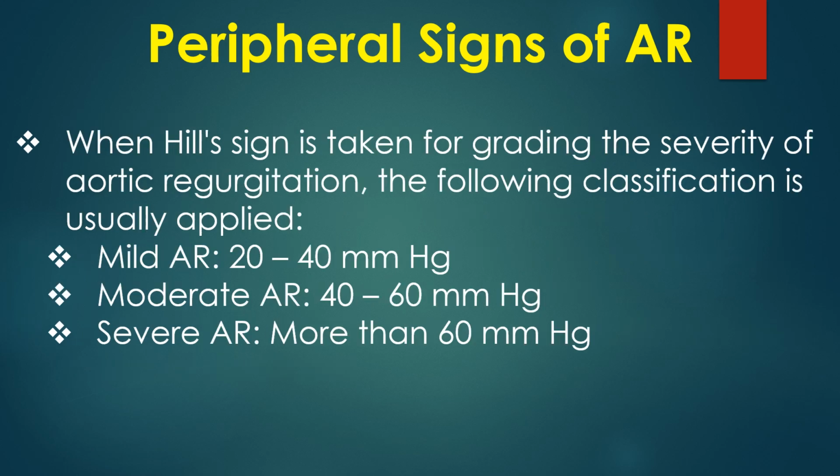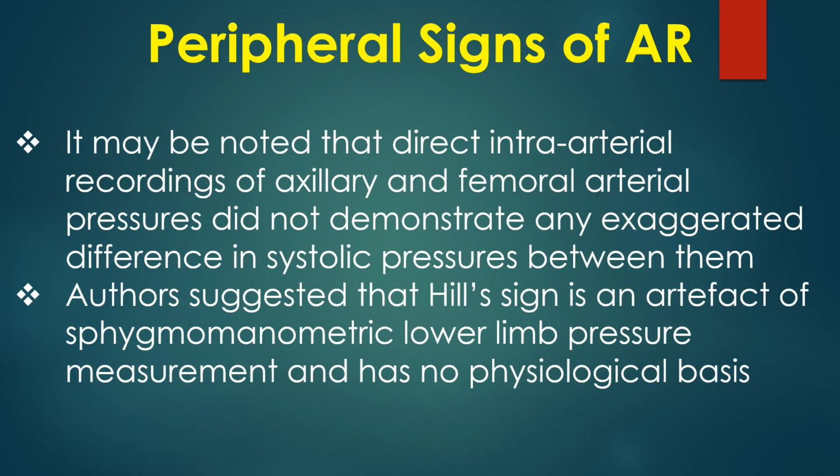When Hill's sign is taken for grading the severity of aortic regurgitation, the following classification is usually applied. Mild AR 20 to 40 mm of mercury, moderate AR 40 to 60 mm of mercury, severe AR more than 60 mm of mercury.